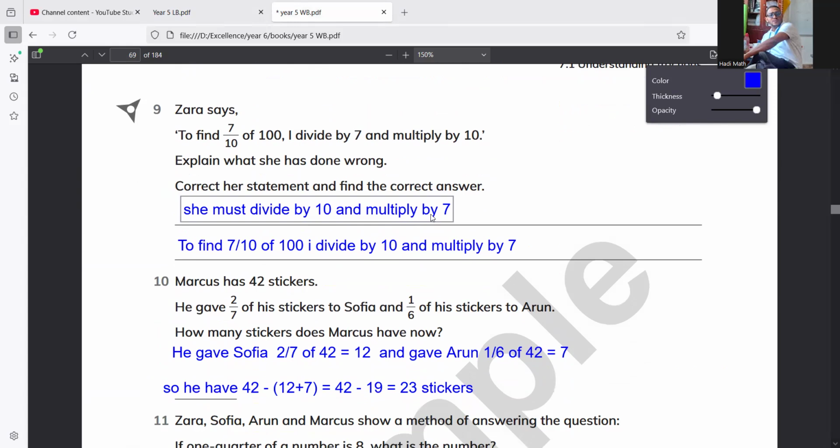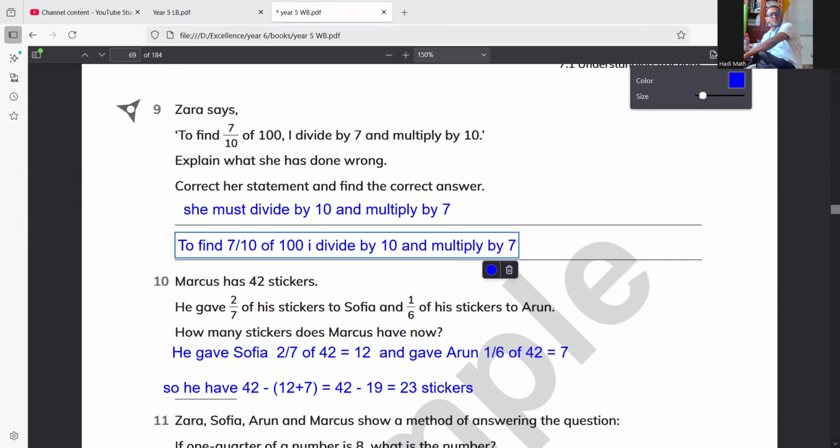This is what she has done wrong. To find 7 over 10 of 100, I divide by 10 and I multiply by 7. So this is what I'm going to do. I'll say 100 divided by 10 equals 10. Then I multiply this 10 by 7, and the answer is equal to 70. So they ask us here to find the correct answer. I say the correct answer is 70.